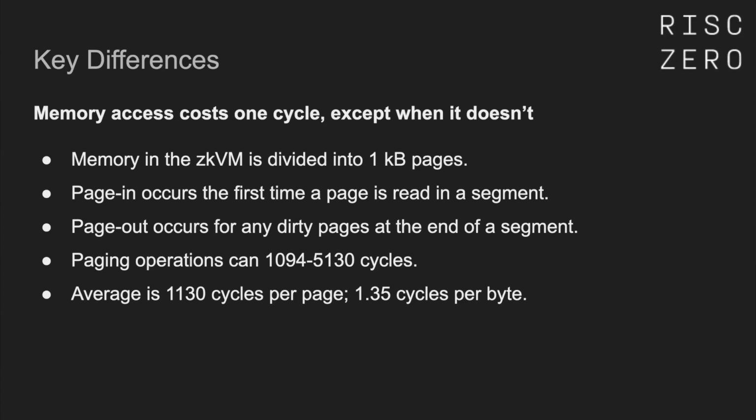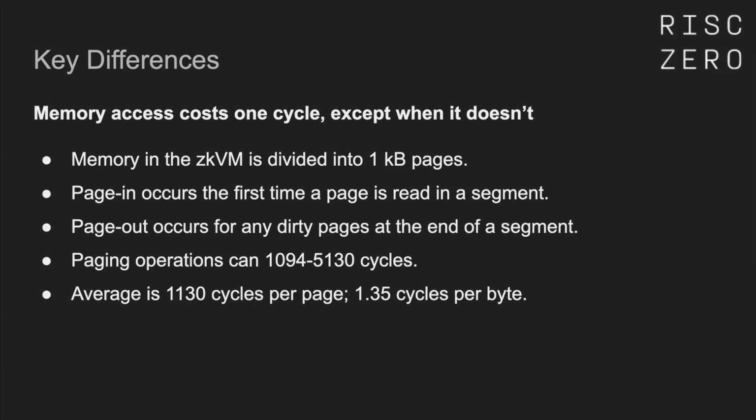The first time you ever access a page in a segment, it needs to be loaded for the first time. And the last time, before the program ends, you need to write it back out again, so you can load it back in the new segment. These paging operations are done by a Merkle tree, which involves a lot of hashing. This is why it takes so many cycles.